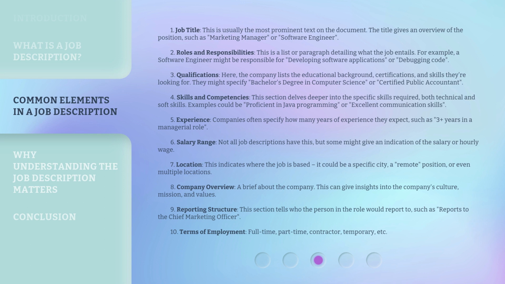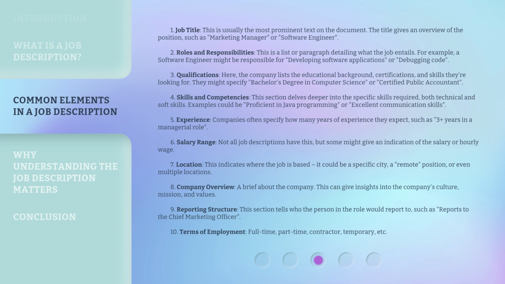5. Experience. Companies often specify how many years of experience they expect, such as 3+ years in a managerial role. 6. Salary range. Not all job descriptions have this, but some might give an indication of the salary or hourly wage. 7. Location. This indicates where the job is based. It could be a specific city, a remote position, or even multiple locations.